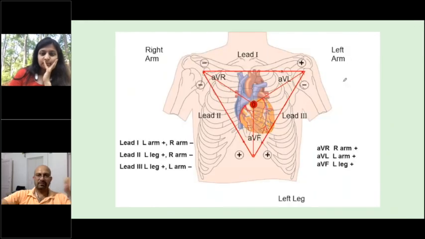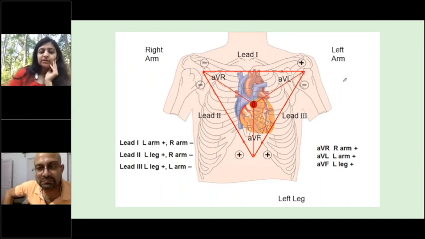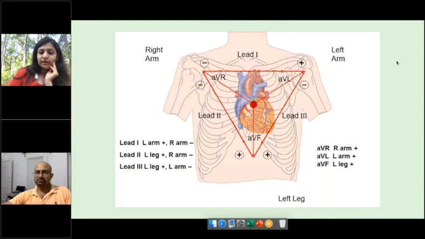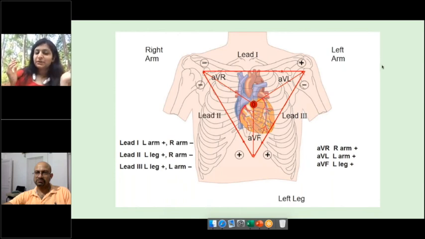Okay, so now let's go ahead from this. Just summing everything up: you have lead 1, which is cutting the heart at 0 degrees. You have lead 2, which is cutting the heart at 60 degrees. Lead 3 cutting the heart at 120. And then you have the augmented leads, which are in between the leads. Why are we saying this again and again? Because we will use this thing in the rest of the lecture. So that is why it's important.